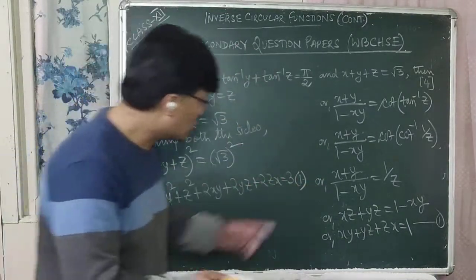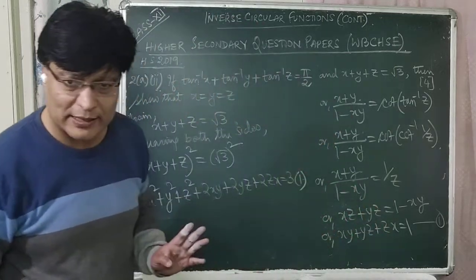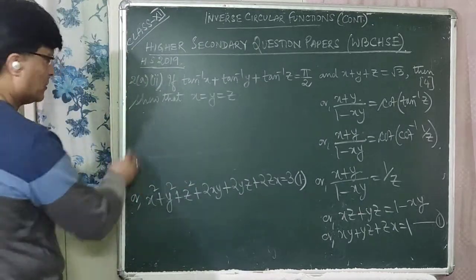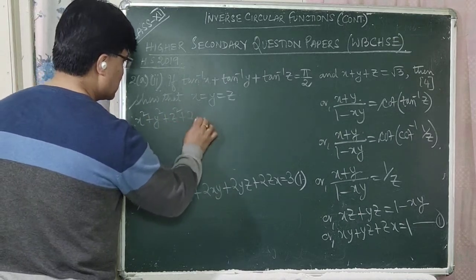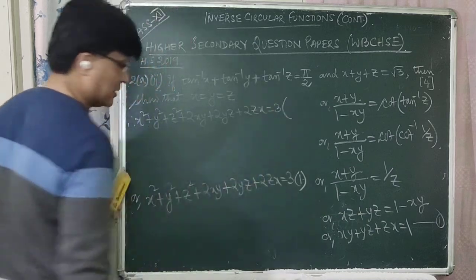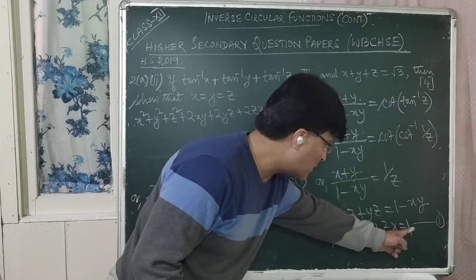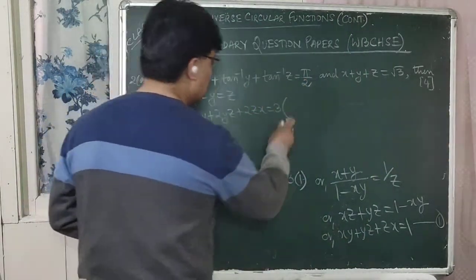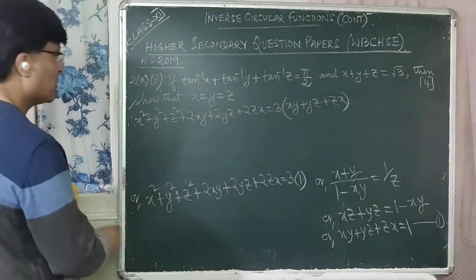Actually, 3 means 3 into 1. So instead of 1 here, what can you write? xy plus yz plus zx. Can you write it? So let us write it and simplify it. Therefore, x square plus y square plus z square plus 2xy plus 2yz plus 2zx is equal to 3 within bracket. Instead of 1, what can you write? From this first condition, we can write xy plus yz plus zx. So let us write it here: instead of 1, you write xy plus yz plus zx. Okay? So let us simplify it.